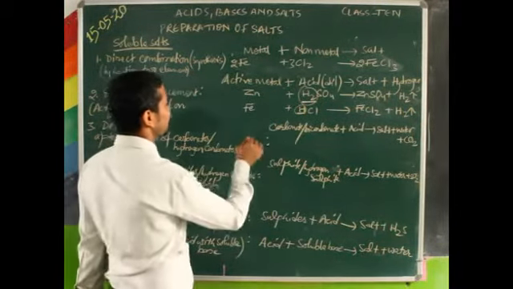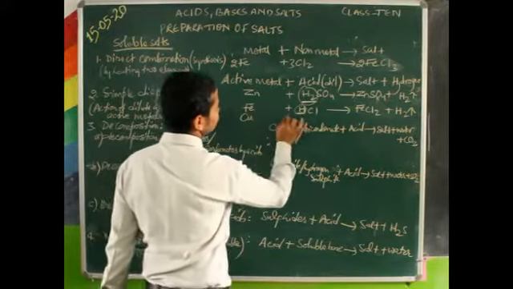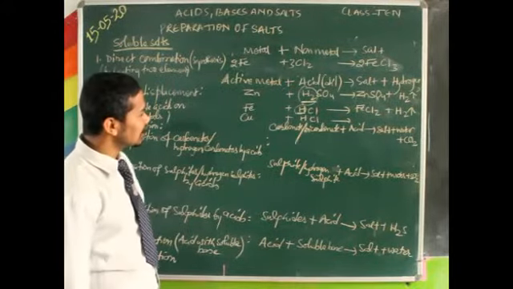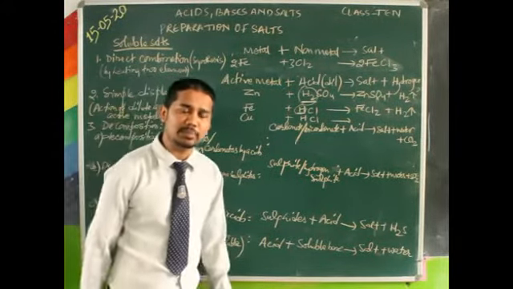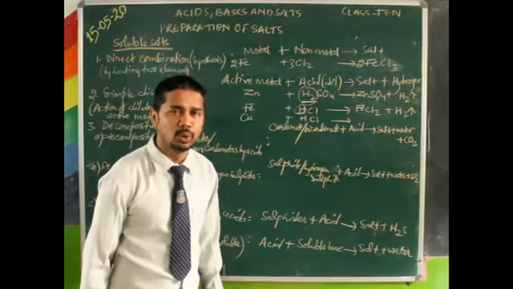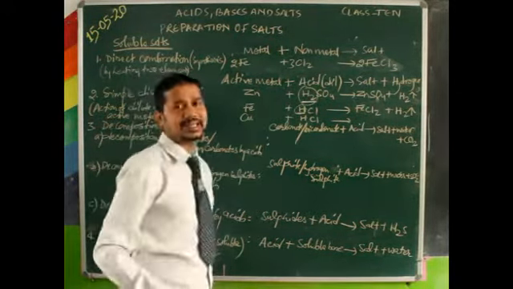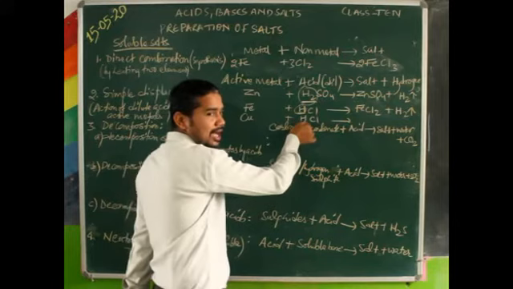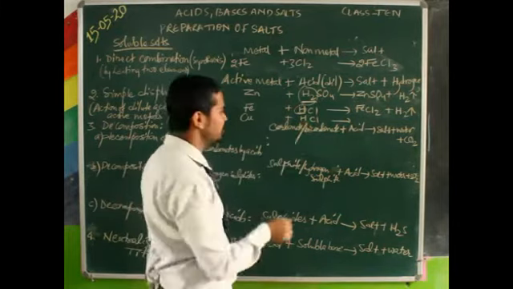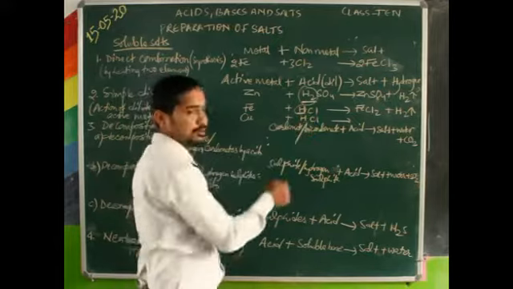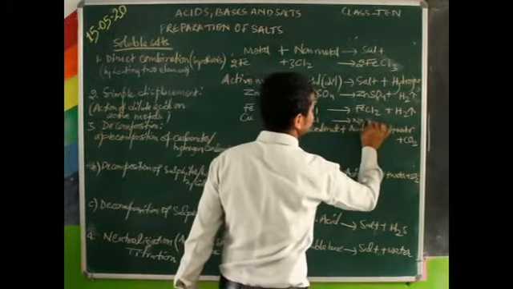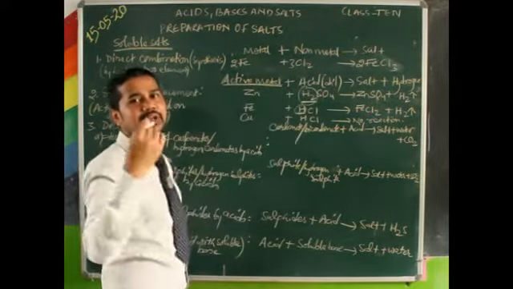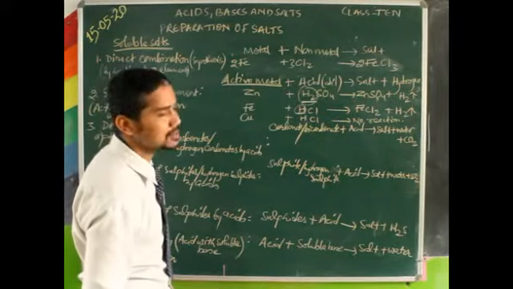Now if I write Cu plus HCl dilute, then do I get cuprous chloride or copper chloride? No, because copper is less reactive than hydrogen, and copper cannot displace hydrogen from dilute hydrochloric acid. So there is no reaction. Mind you, only active metal, that means more reactive than hydrogen, can only displace hydrogen from dilute acids.